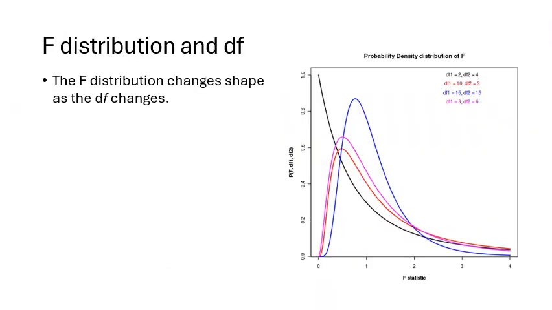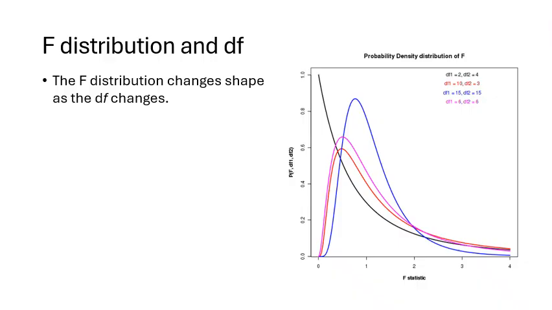The F distribution, just like our T distribution, changes shape as the degrees of freedom change. We haven't talked about this yet, but we do have 2 degrees of freedom in the F test. We have DF1, according to the number of groups, and DF2, the other degree of freedom, according to the number of individuals minus the number of groups. And we do have more rigorous standards when the n is small.